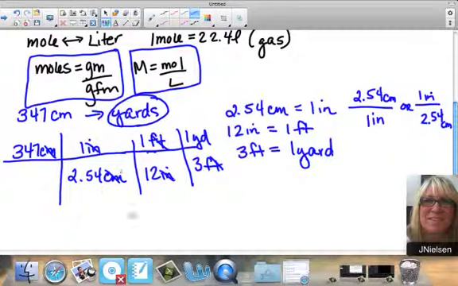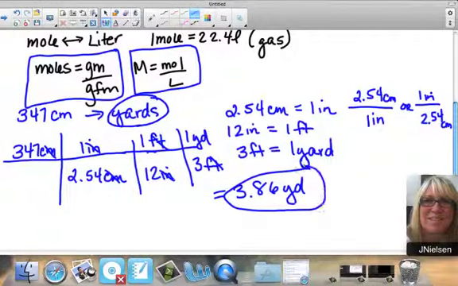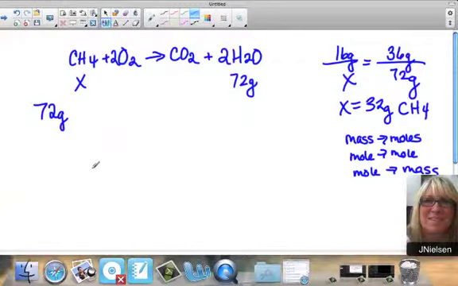Now it becomes a multiplication problem. 347 times 1 divided by 2.54 divided by 12 divided by 3. And this is going to give me 3.85 repeating, so we'll make that 3.86 yards. So that is an example of dimensional analysis. Let's see how we might use this in chemistry.